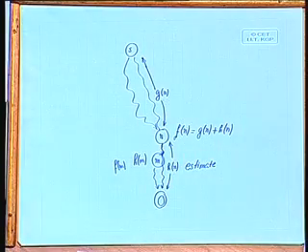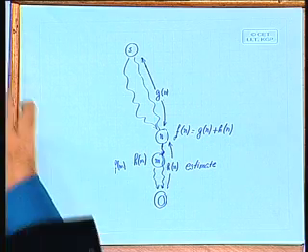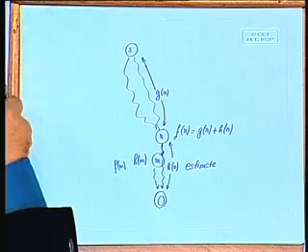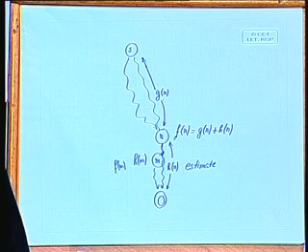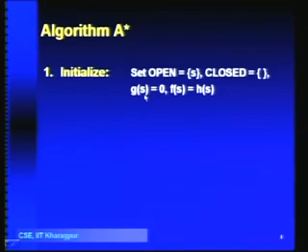Now, let us see how we use this in the algorithm. Initially, for the start state, the G value G(s) is 0, because from the start state to the start state the cost is 0. F(s) is the estimate of going from the start state to the goal, and because G(s) is 0, H(s) plus G(s) is the same as H(s).